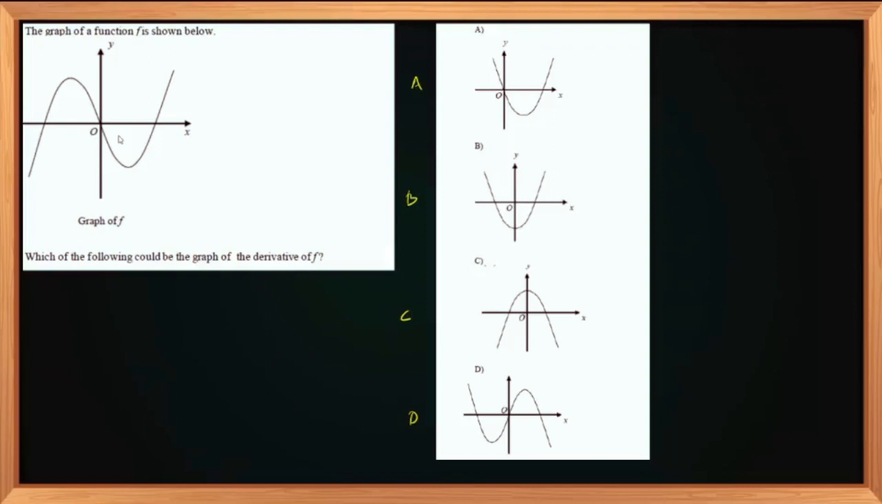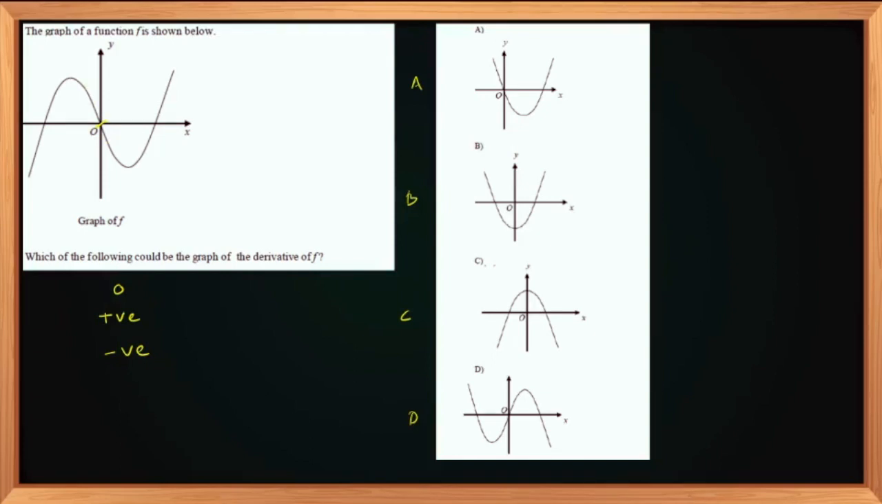I will tell you one simple idea to check which of the graphs is going to be the derivative. The easiest way is to check at the particular point O, or origin. At origin, what is going to be the derivative of this particular function? Whether it is a positive number, a negative number, or is it 0? What is the rate of change at origin?